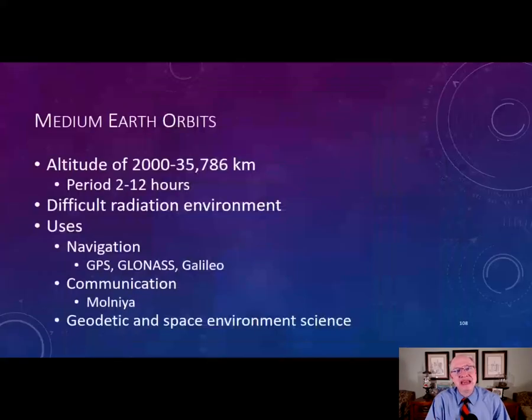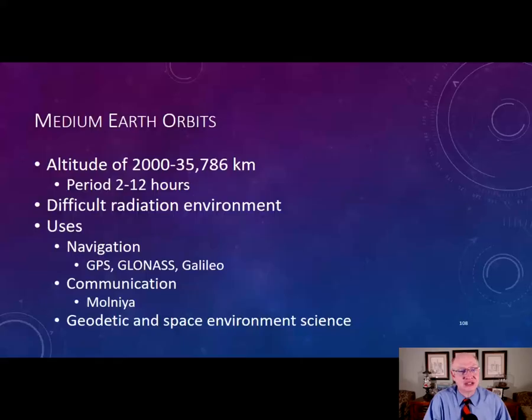Okay. What about medium Earth orbit? Medium Earth orbits have altitudes between 2,000 kilometers and 35,786 kilometers above the surface, and their periods are typically 2 to 12 hours or so. The problem with medium Earth orbits is that it's a very difficult radiation environment. You're in the Van Allen radiation belts a lot of the time, and we'll talk more about those Van Allen radiation belts in a second. So why would you put a satellite here? The primary use for these mid-Earth orbits is navigation satellites. This is where the global positioning satellites are located.